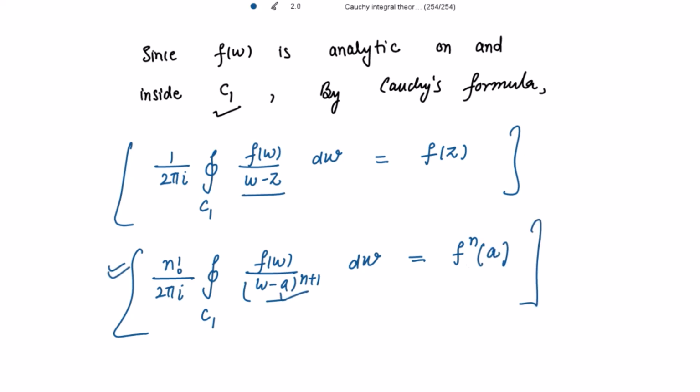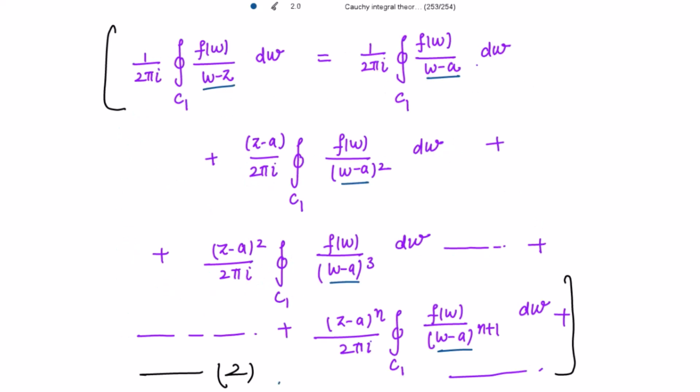This is for the right hand side and this is for the left hand side. And for w minus z we write f(z) for this z, right? So very carefully you have to use the formula. So let's apply these two formulas on the equation 2.